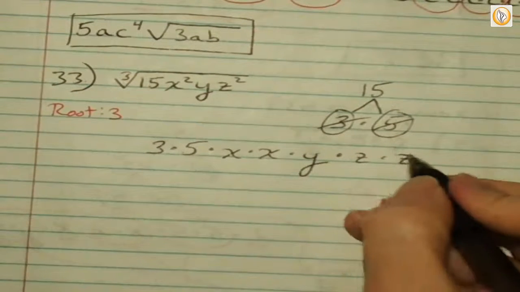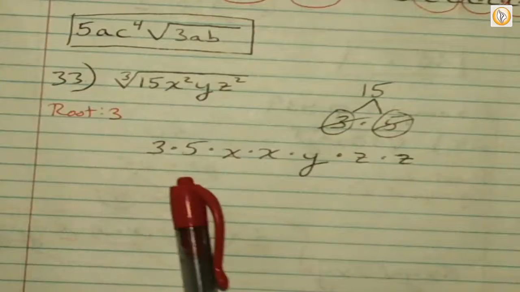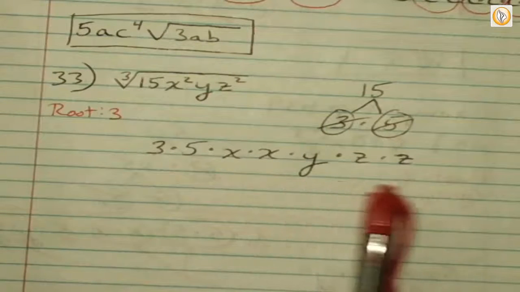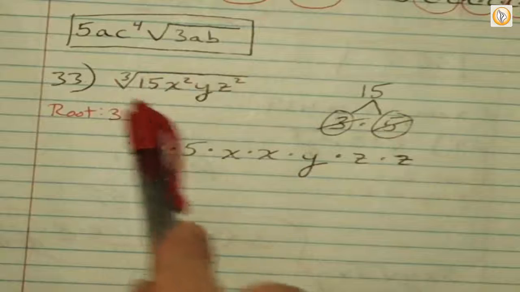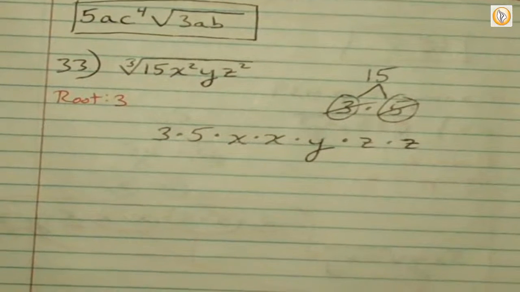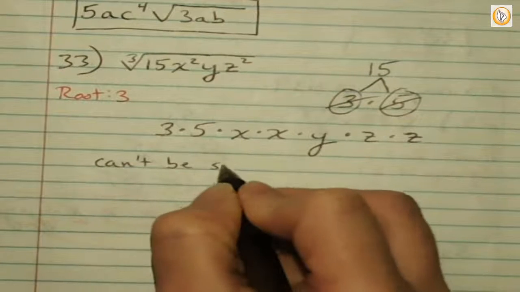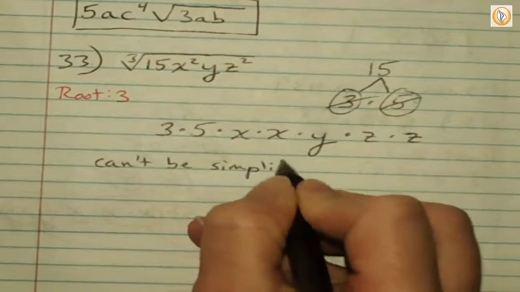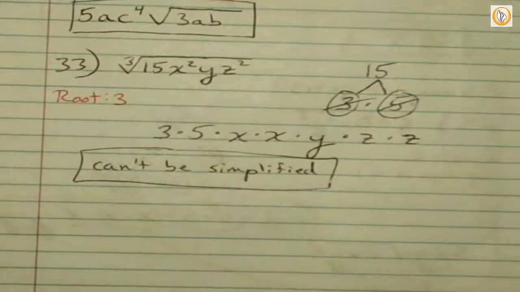What am I circling? Groups of 3. So nothing. You're supposed to be circling groups of 3. I don't have any. So really, that's just the answer. This one basically is already simplified. The answer that the book is wanting you to say is can't be simplified. Because basically it already is simplified.